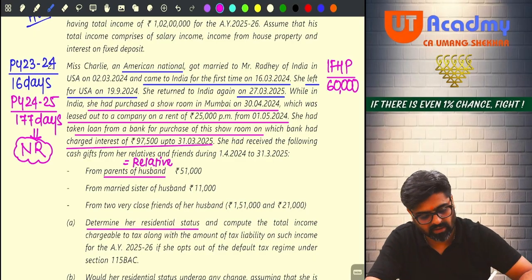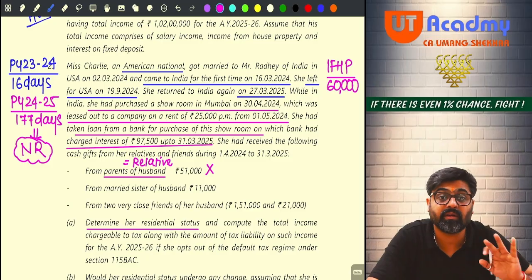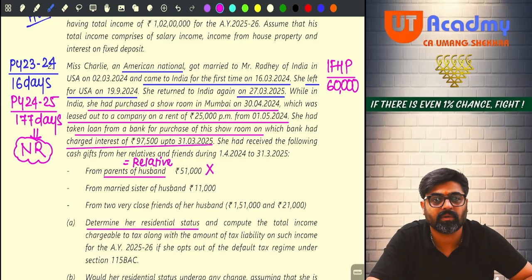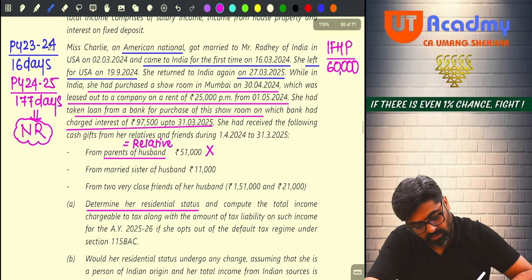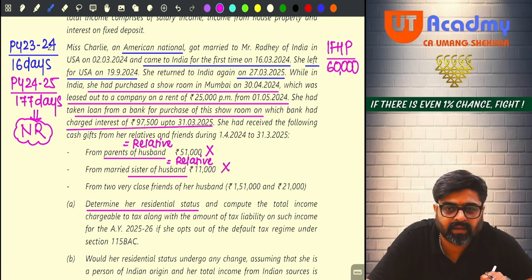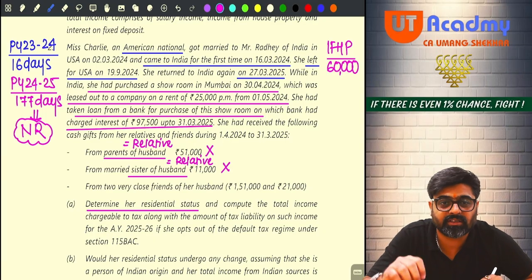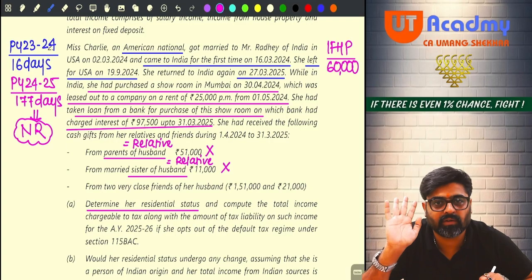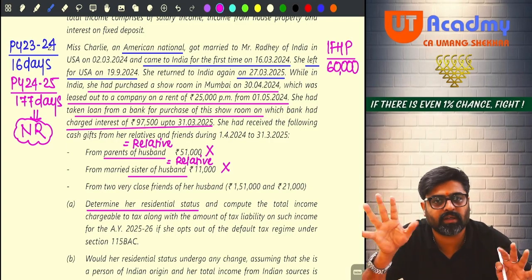So from a relative, whatever gift is coming will not be taxable. Even if it is received in India, it will not be taxable, because it is coming from a relative. Now, the sister of the husband is also my relative. For me, my brothers and sisters are my relatives. So the brother and sister of my spouse are also my relatives, no? So from relatives, 11,000 or 51,000, not taxable at all.